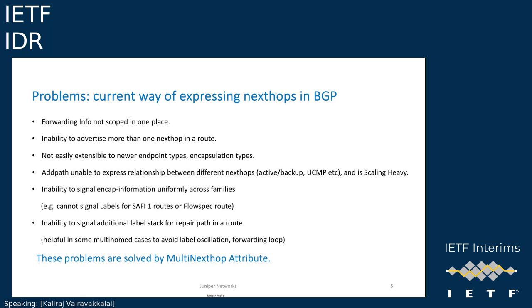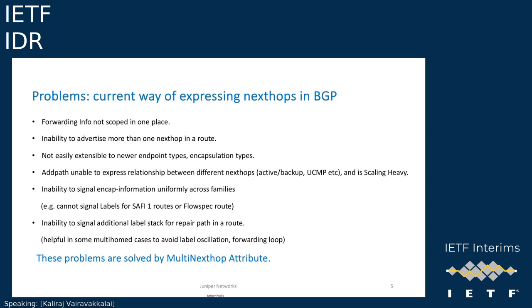So what are the problems in the current way of expressing next hops in BGP? The information is not scoped in one place, and there's an inability to advertise more than one next hop in a route, except for add path. But add path is not able to express a relationship between the different next hops, such as active, backup, UCMP, and in some scenarios, add path becomes scaling heavy. And if you want to extend carrying the forwarding information to newer endpoint types and encapsulation types, that's a big change.